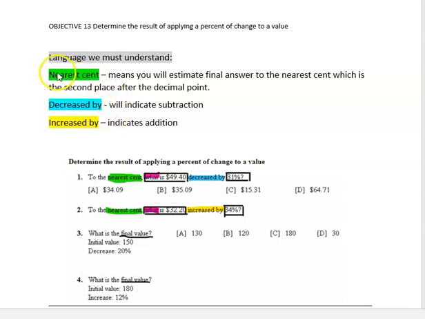Now, when we read the words nearest cent, that's your indicator that you are going to estimate. Nearest means round, and cent tells you what digit you're going to round, or what place value for that matter. This means that for your final answer, you're going to round to the nearest cent, and for all simple purposes, that's your second place after the decimal point. Decrease by means that you're going to subtract, and increase by means you're going to add.